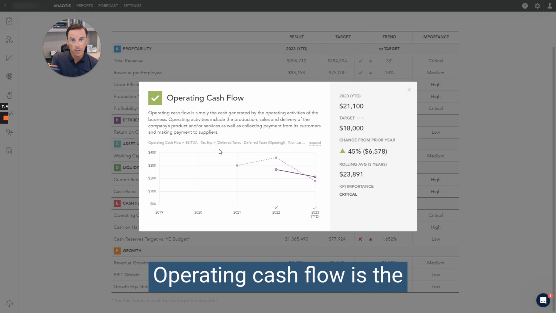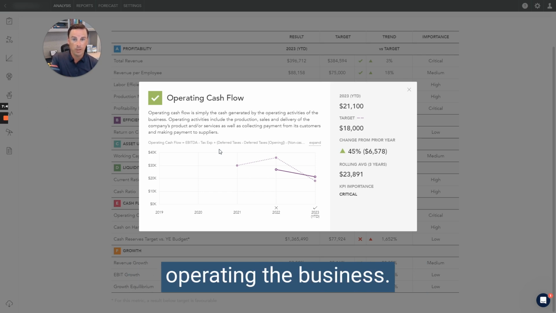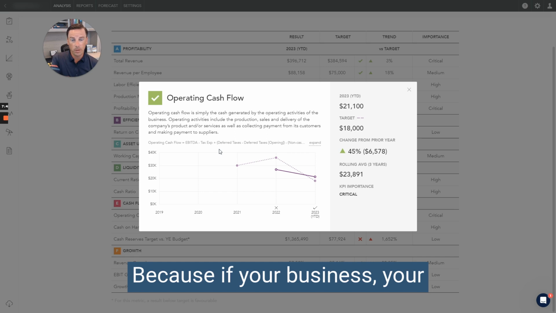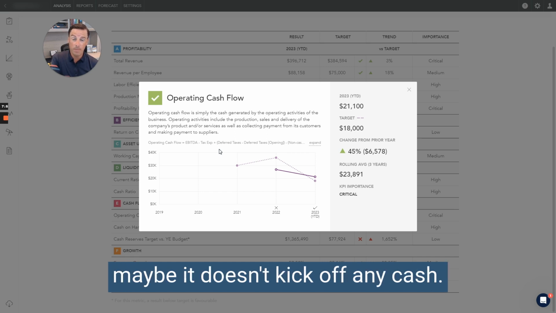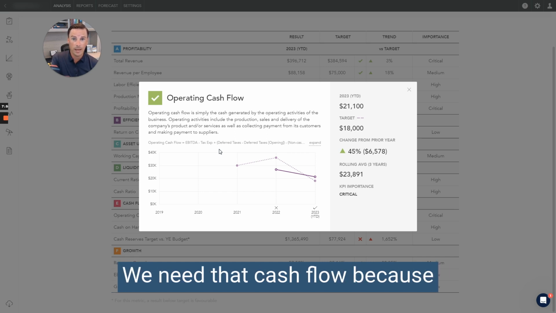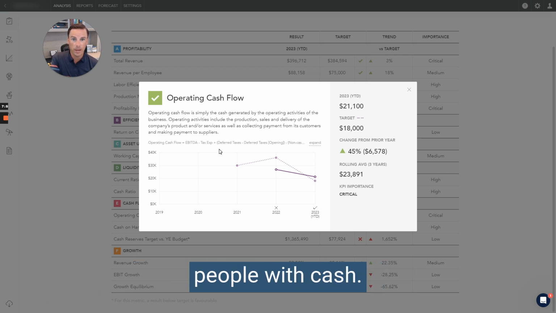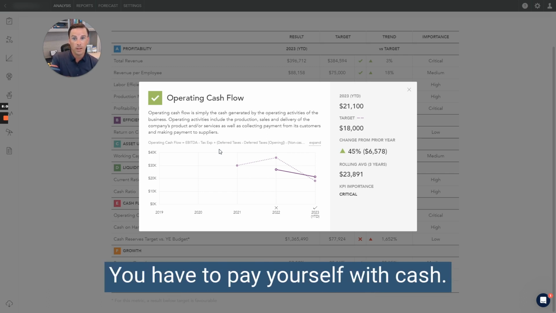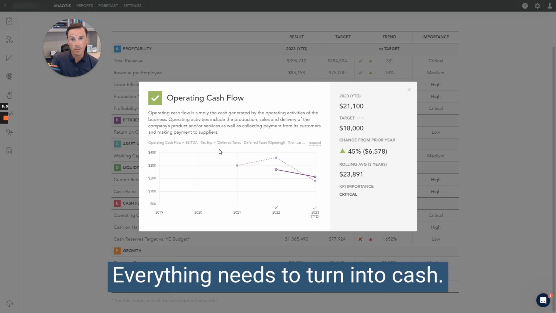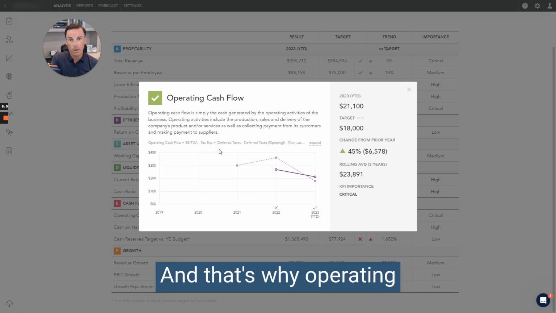Operating cash flow is the cash flow from actually operating the business. That's why it's so important, because your business can be profitable, but maybe it doesn't kick off any cash. We need that cash flow because everything at the end of the day needs to turn into cash. You have to pay your people with cash. You have to pay yourself with cash. You've got to pay your mortgage with cash. Everything needs to turn into cash, and that's why operating cash flow is so important.